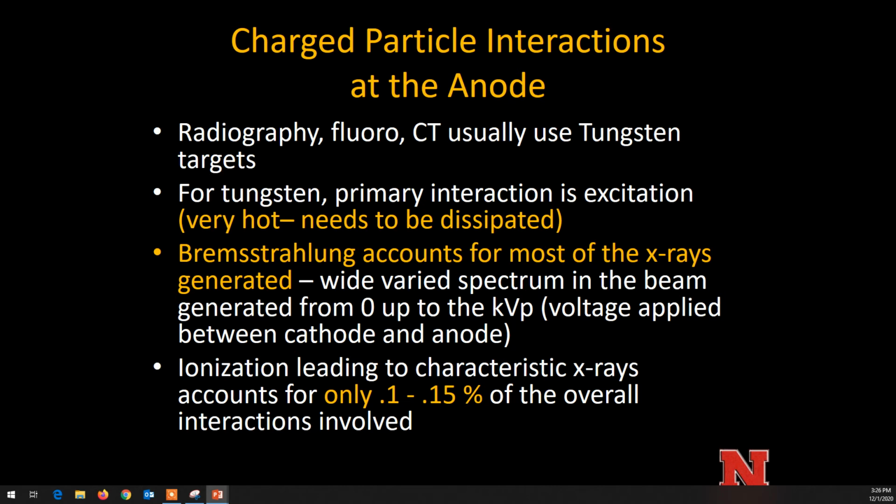If you remember before about Bremsstrahlung, it just creates a bunch of junk X-rays from 0 up to the kVp or the kV max. The voltage applied between the cathode and anode is what determines what the maximum photon energy coming out of that spectrum is going to be. Ionization leads to characteristic X-rays only for about 0.1 to 0.15% of overall interactions involved in most of these anode interactions, so it's a very inefficient process overall.